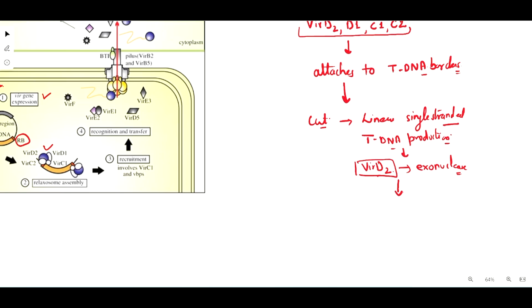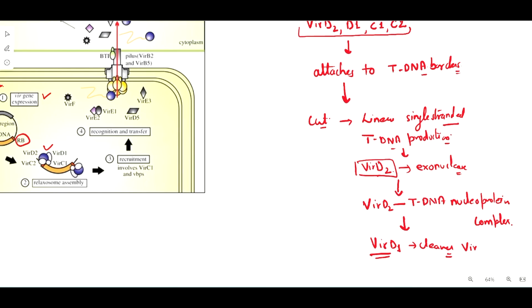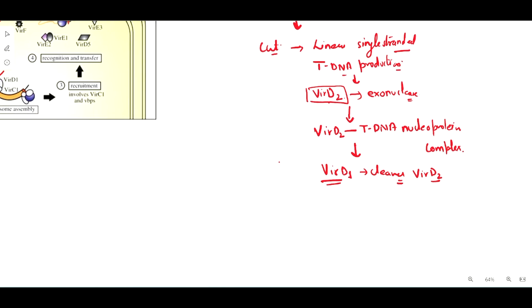And this complex formation between the VIR-D2 and tDNA is called the D2 tDNA nucleoprotein complex, right? Further, this complex is being cleaved by another VIR protein which is called VIR-D1. So VIR-D1 here cleaves the VIR-D2 protein from the superhelical T border.